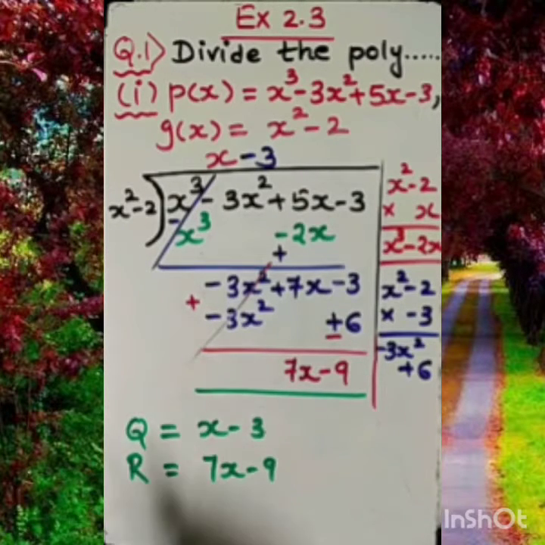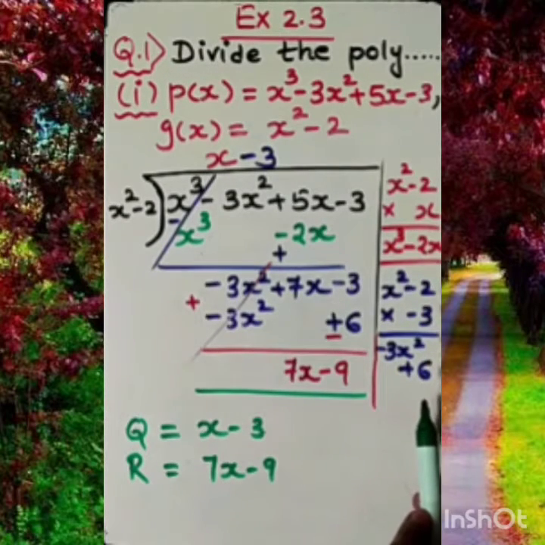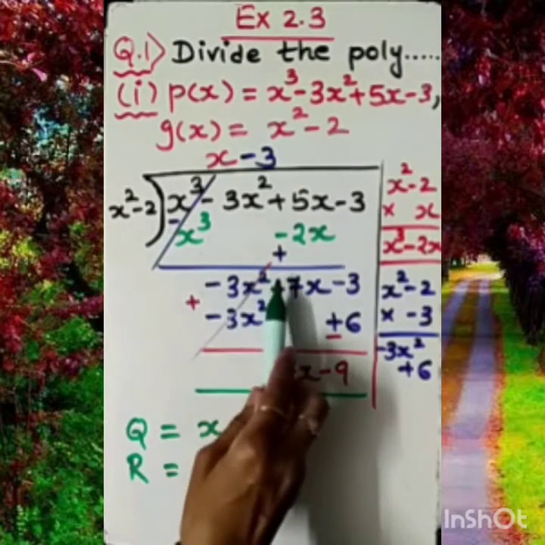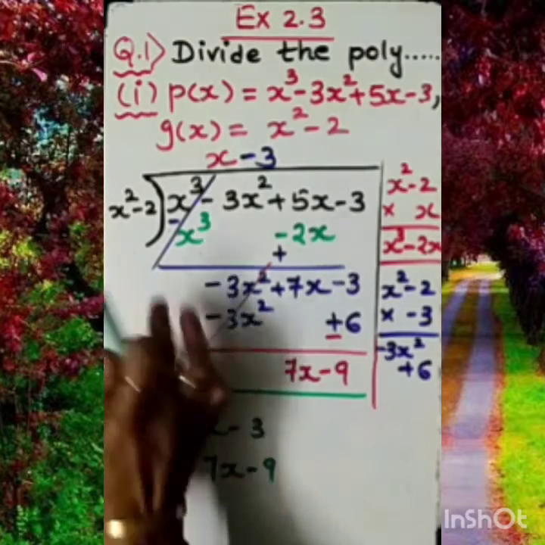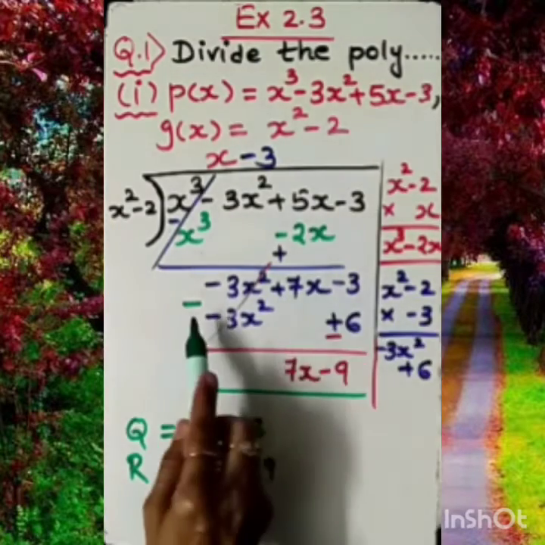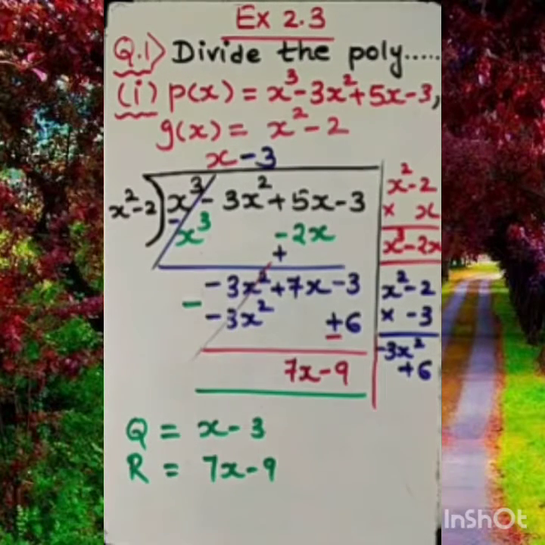As we want to divide p(x) by g(x), in the rough column this product you have to show. Be careful about changing the sign. Every time we need to change the sign. Here as we are changing the sign, here it should be minus, then this will become plus. That's why I cancelled it. Clear to you?